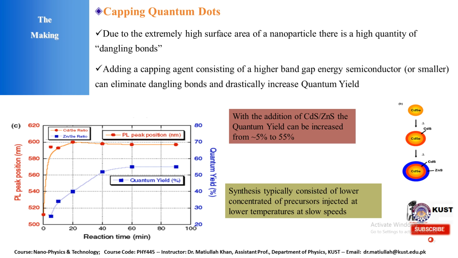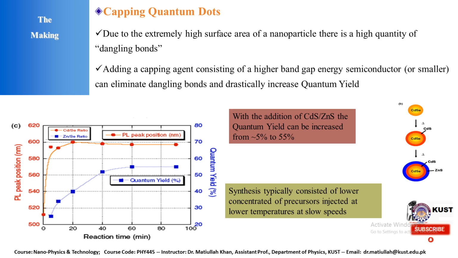How can we keep the quantum dots stable? It is really very interesting: maybe by covering them with other semiconductor materials. Due to the extremely high surface area of a nanoparticle, there is a high quantity of dangling bonds. So adding a capping agent consisting of a higher band gap energy semiconductor, also called semiconductor mixing, can eliminate dangling bonds and drastically increase the quantum yield.